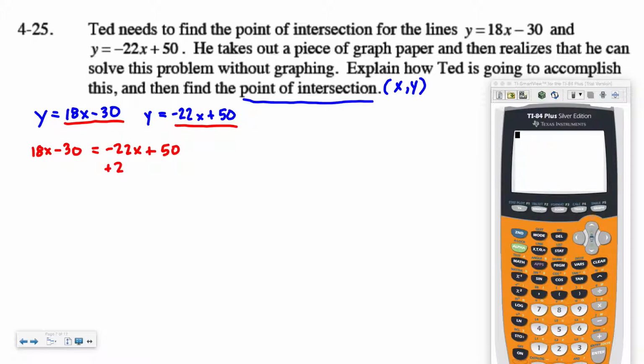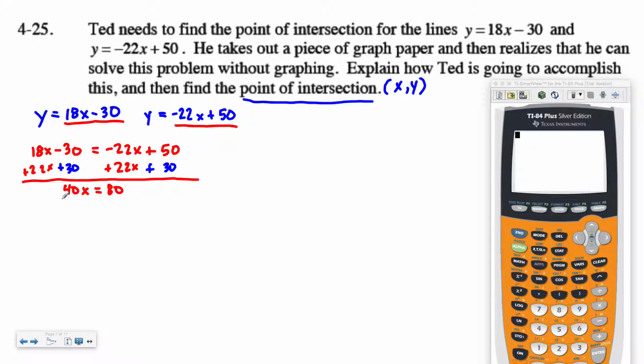Let's do plus 22x on each side. And I'm also going to add 30 to each side there. If you want to do it as 2 steps, no problem. I'm just trying to save time because I am recording the video here. So we end up with 18x plus 22x would be 40x. And negative 30 plus 30 is going to be 0. So we have 40x equals negative 22x plus 22x is 0. 50 plus 30 is 80.